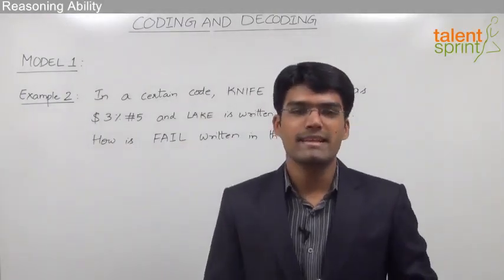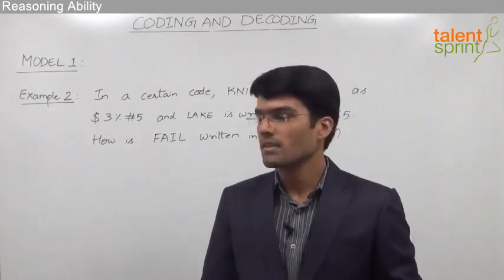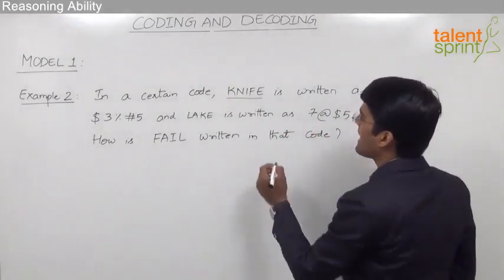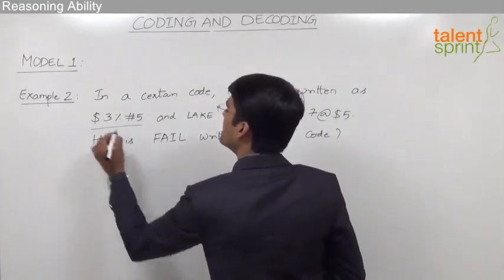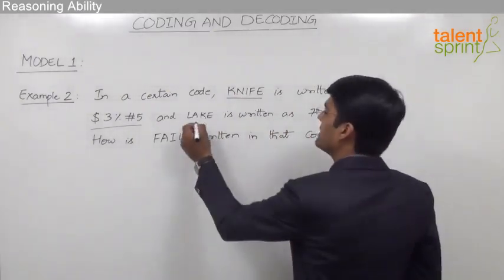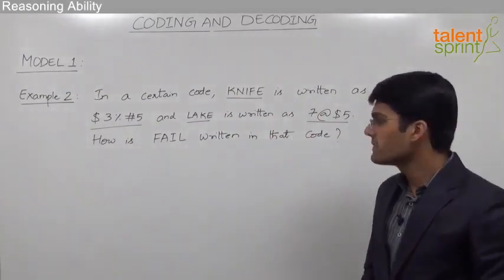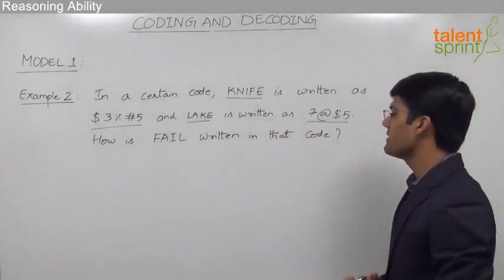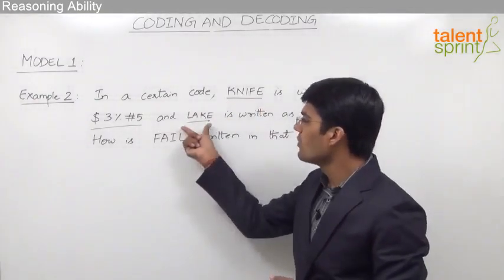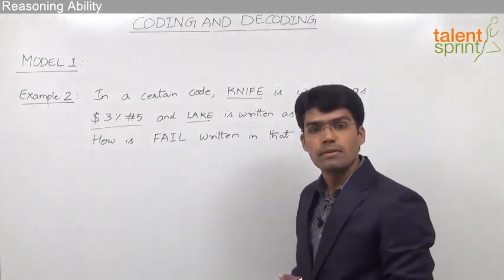Let us now take a second example based on the various coded forms that we have discussed earlier. Here the question is, in a certain code, knife is written as $3%#5 and lake is written as 7@$5. So how is fail written in that code? As you can see, the coded forms of two words have been given, and we need to find out the code for the third word.